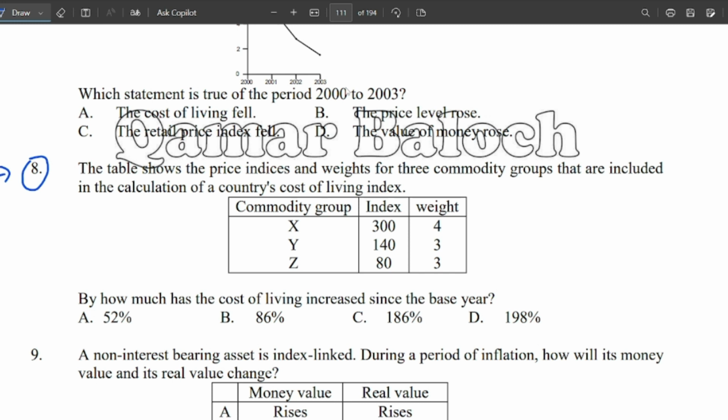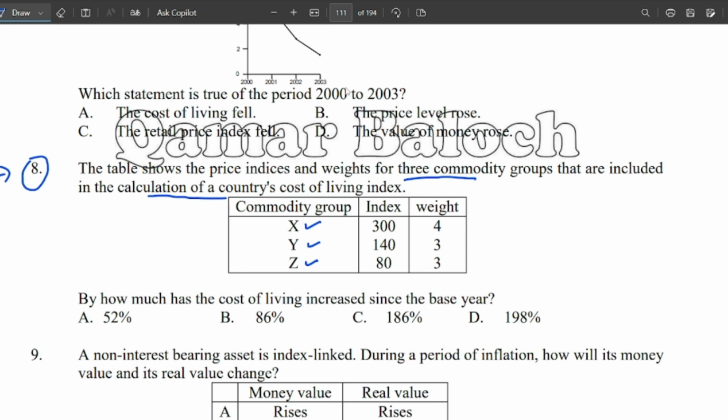Okay, so examiner says the table shows the price indices and weights of 3 commodities. What are those 3 commodities? They are X, Y and Z. Commodities mean products, goods, things, right? And that are included in the calculation of country's cost of living. Okay, so by how much has the cost of living increased since the base year?